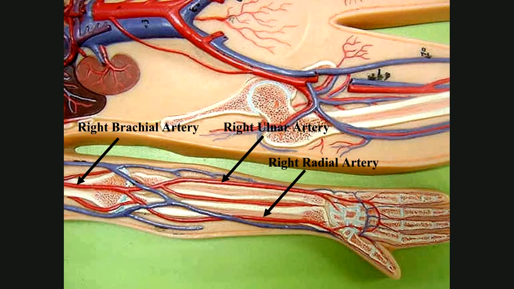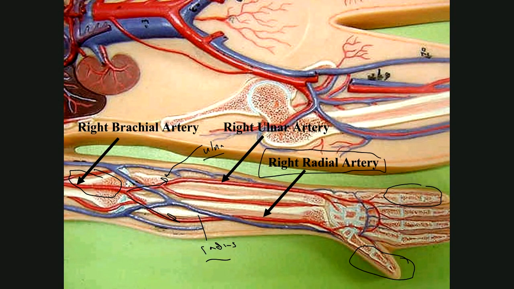When you get to the elbow, it's going to split. And it's going to run down beside these two bones. Remember, that bone is the radius. It's on the thumb side. And that bone right there is the ulna. It's on the little finger side. And so the artery that runs next to the radius is called the radial artery. And the artery that runs next to the ulna is the ulnar artery.